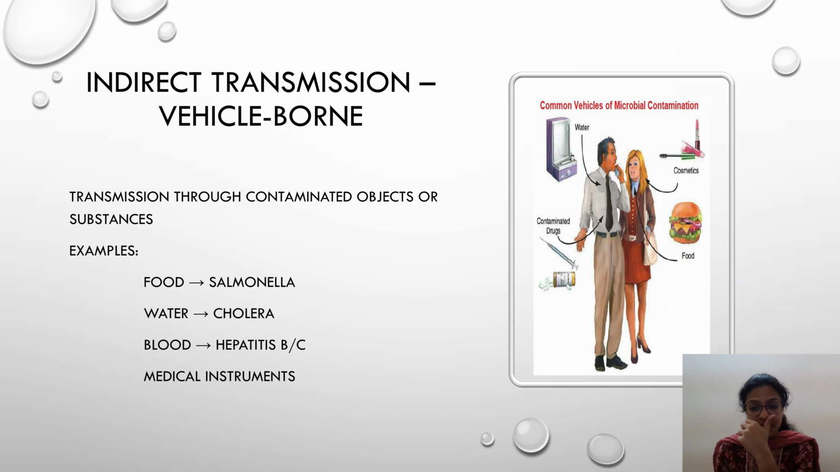Examples include contaminated food leading to salmonella infection, contaminated water causing cholera, and blood transfusion transmitting hepatitis B and C. Medical instruments, if not properly sterilized, can also cause infection to the next person. This highlights the importance of food safety, water sanitation and proper sterilization in the healthcare sector. So this is vehicle-borne transmission, the first one in indirect transmission.